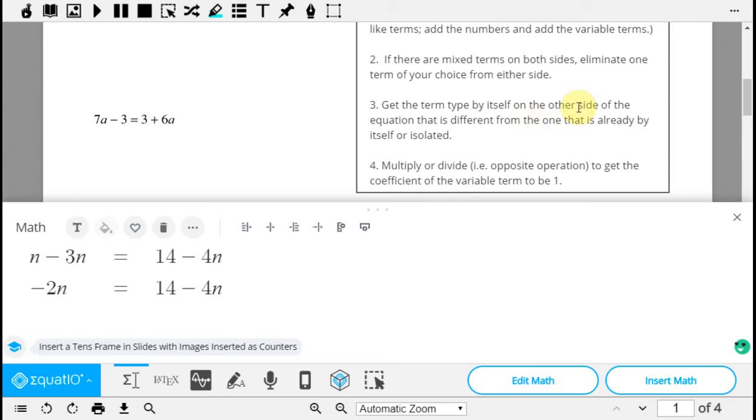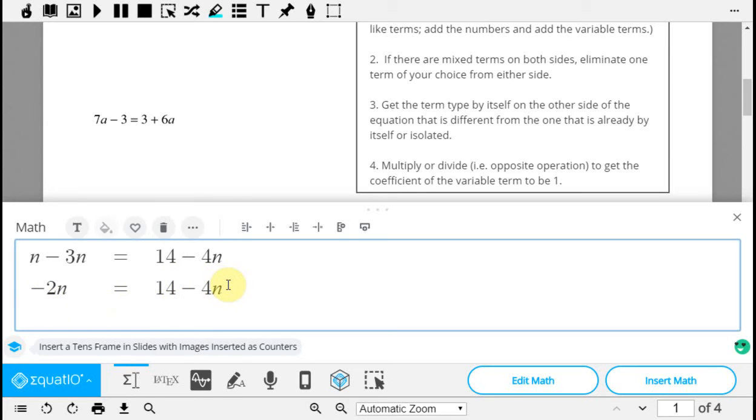Get the term by itself on the other side of the equation that is different from the one that is already by itself or isolated. So we already have a variable term isolated. So the different term to get by itself on this side is the constant. So we want to get rid of the minus 4n using opposite operations. So what we want to do is add 4n to this side and do the same to the other side.